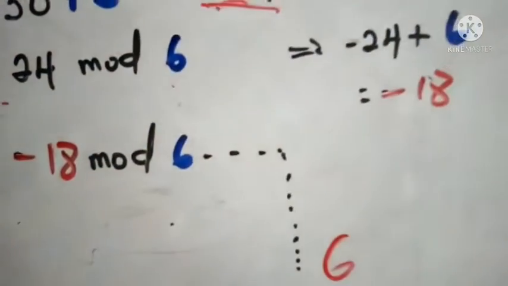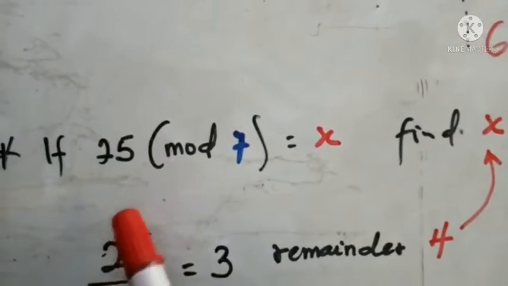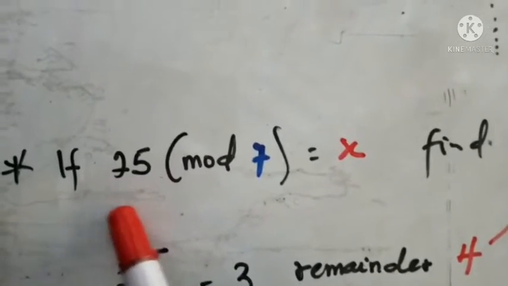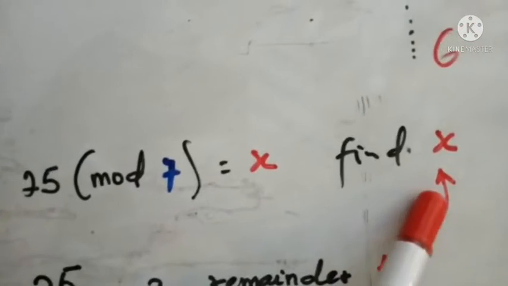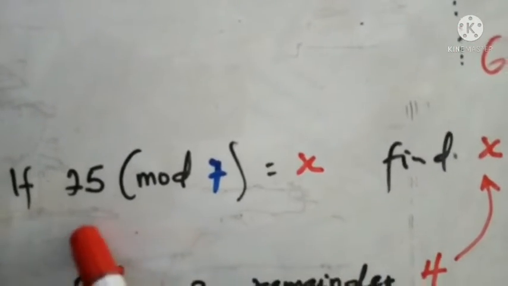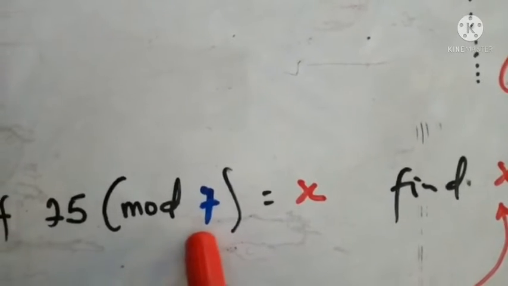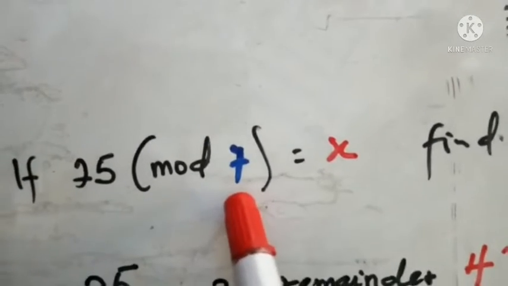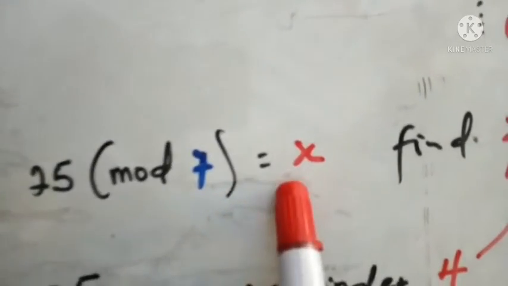Is that okay? So now look at the trick here. Here's a quick example, or maybe a question, that says that if 25 mod 7 is equal to x, you should find the value of x, right? So we are having 25 mod 7. What it means here is that they count up to 7, right? So up to 7, you should find the answer.